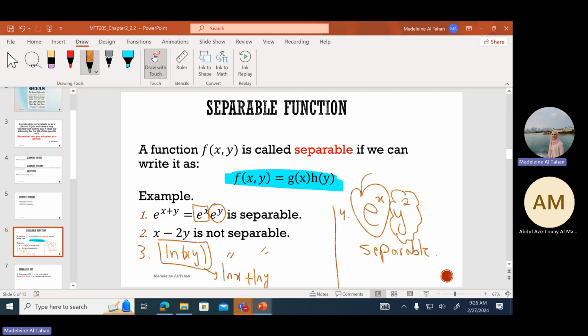Let's check tangent x over y cubed. Is it separable? Yeah. How do we write it? Yeah, so tangent x alone and 1 over y cubed alone. A box in x times another box in y. So it is separable. Okay, did you understand what we mean by separable? Can you do your own example about separable and share it with your colleague?